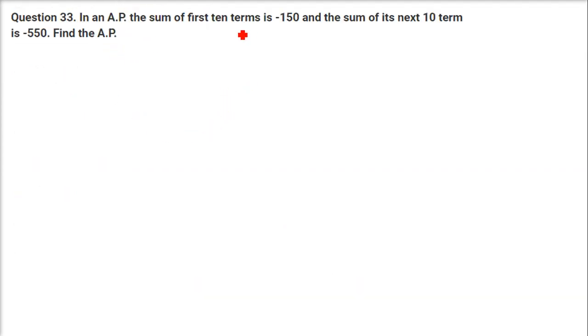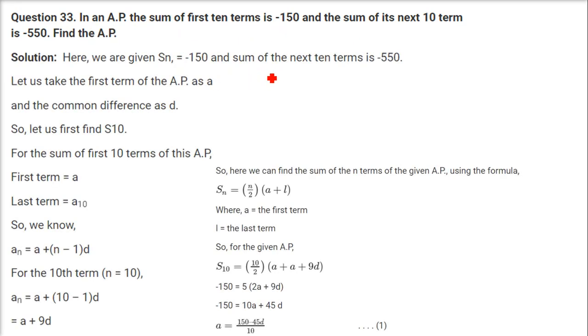In an AP, the sum of first 10 terms is minus 150, and sum of its next 10 terms is minus 550. Find the AP. So what is given here is sum of first 10 terms, so S10 is given. This we can do by certain methods. The first, we have already seen a method. So S10 is given as minus 150, right?